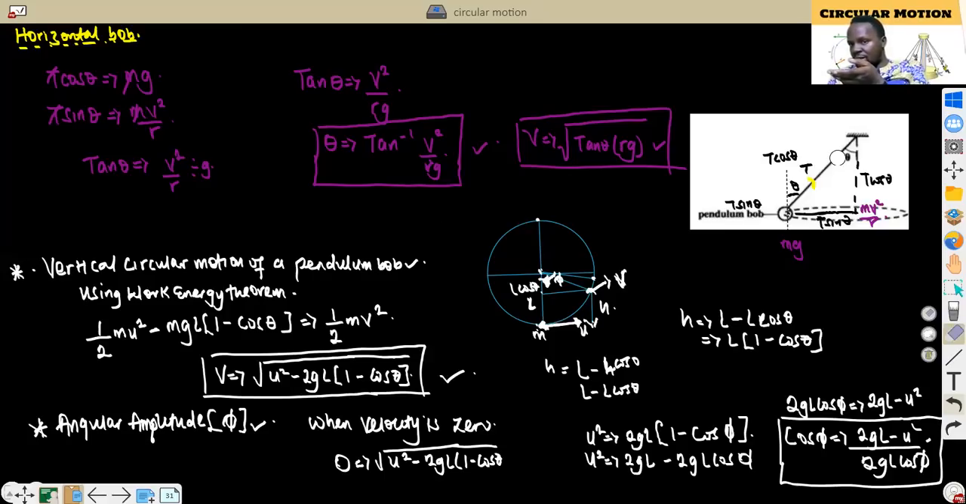Now, in this case, we said for a body moving in a circle, there will be centripetal force. So the total force acting at this point will now be equal to what? Let's say the tension minus the centripetal force, which is acting along that side, which is given as mv squared by r.